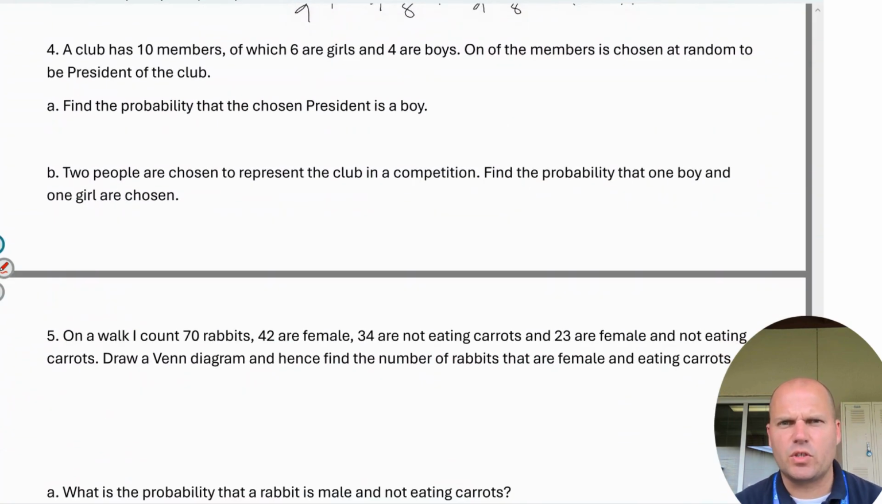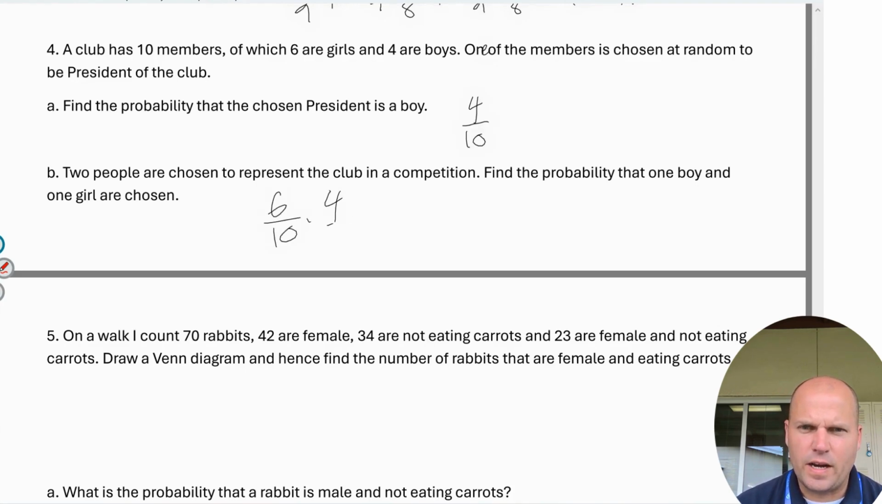President had 10 members, 6 of which are girls, 4 are boys. One of the members. Okay. President is a boy. Well, 4 out of 10. Well, we have 6 out of 10, and then we have 4 out of 9. What if it would be like girl first and boy first? Or 4 out of 10, 6 out of 9, right?